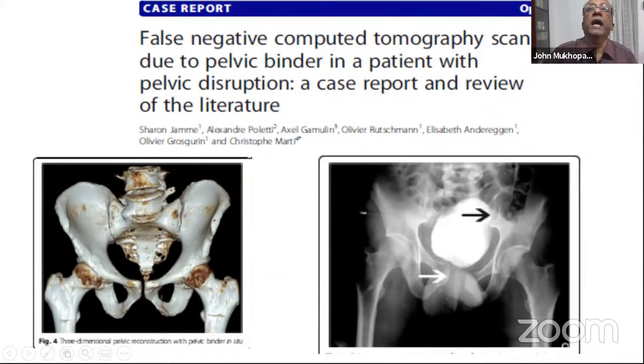If they hadn't done the X-ray without the binder. And also more recently, they've looked at mathematical equations.